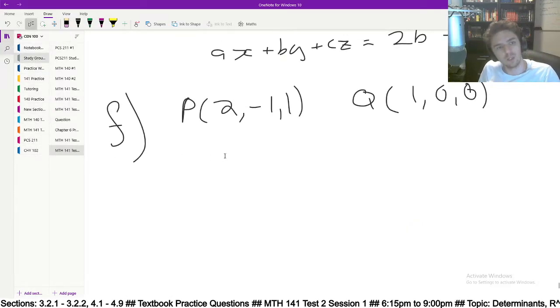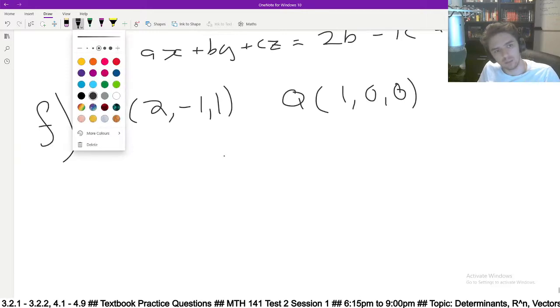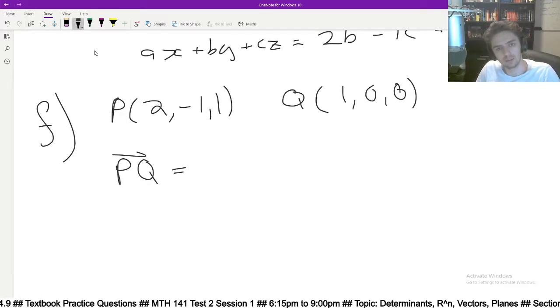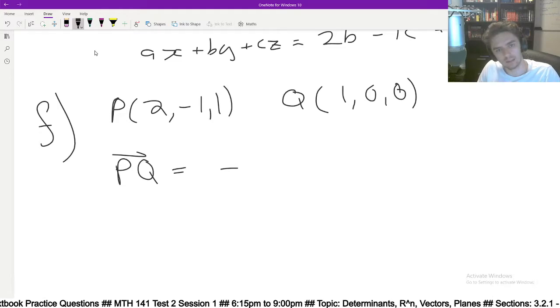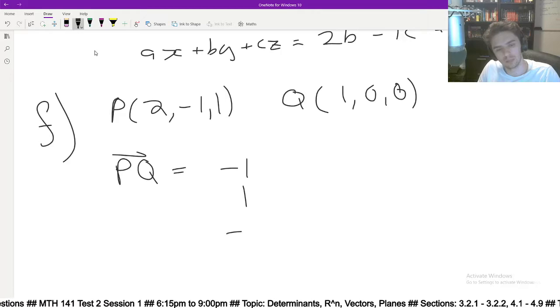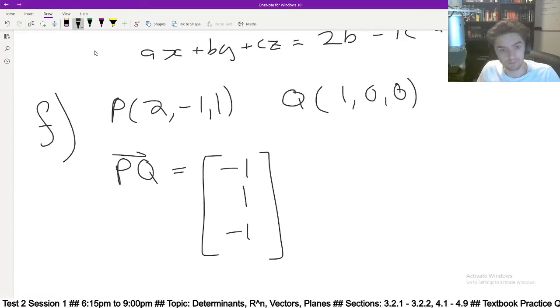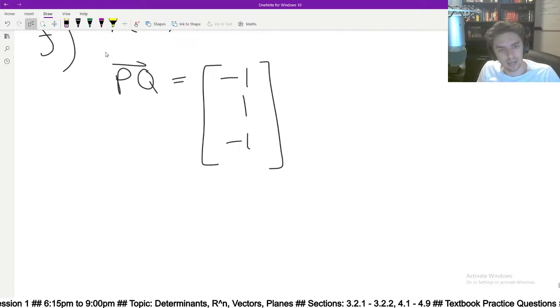Okay, first of all, we know the plane has to contain PQ. So let's put that in first. PQ is equal to Q minus P. So 1 minus 2 is negative 1, 0 plus 1 is 1, 0 minus 1 is minus 1. Okay, so we have PQ, and we know the plane contains that.